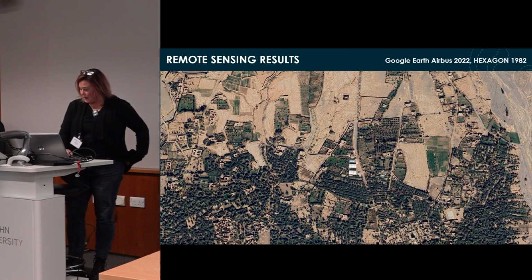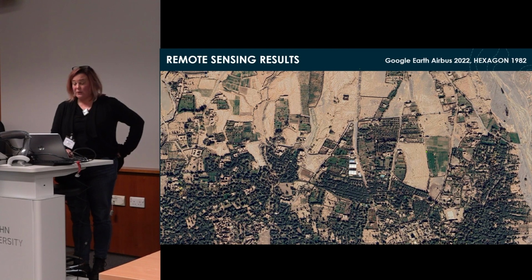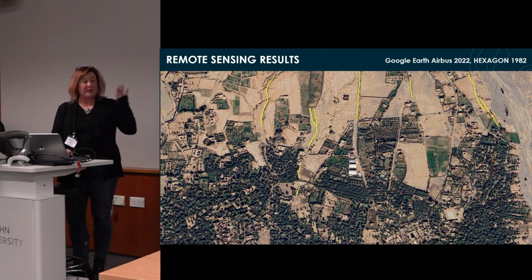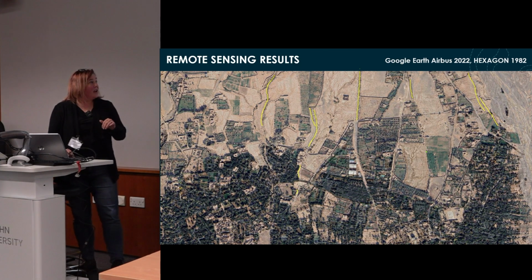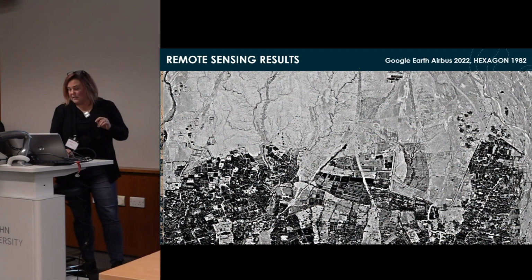So as a quick example, here's a 2022 Google Earth image of the northern edge of Skoura, and those are the kanats digitized in yellow. They seemingly end at the edge of the current, modern cultivation. And here is the 1982 Hexagon with the Ketera in red.